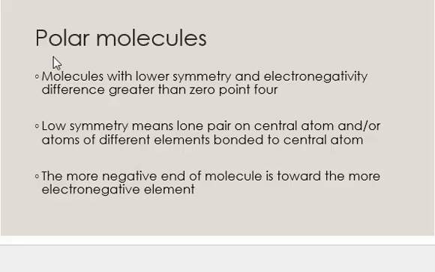On the other hand, polar molecules are molecules with lower symmetry and generally polar bonds. Low symmetry means that there is a lone pair of electrons on the central atom or there are atoms of different elements bonded to the central atom. In a low symmetry molecule or a polar molecule, the more negative end of the molecule is where the more electronegative element is located.